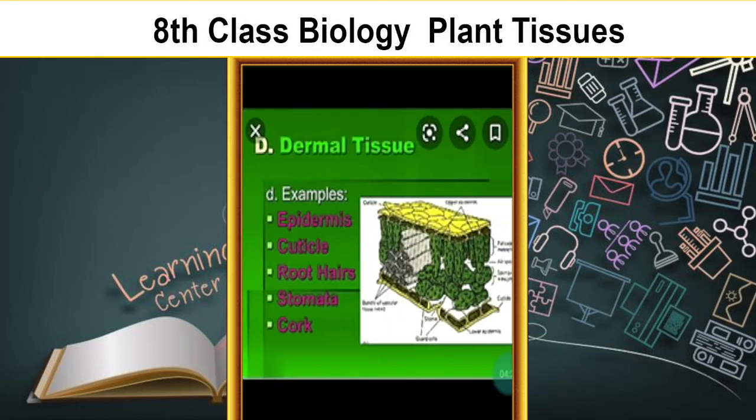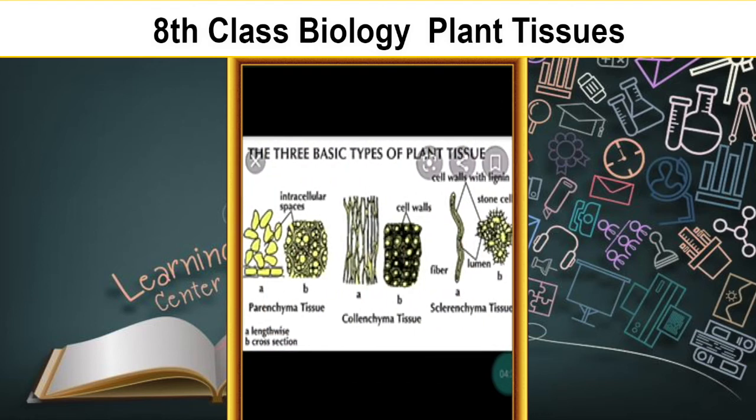In the diagram you can observe examples of dermal tissue, like epidermis, cuticle, root hairs, stomata, and cork. I already mentioned parenchyma. The three basic types are parenchyma, collenchyma, and sclerenchyma. Again, there are several types. This is the topic only; I'm only introducing the topic.